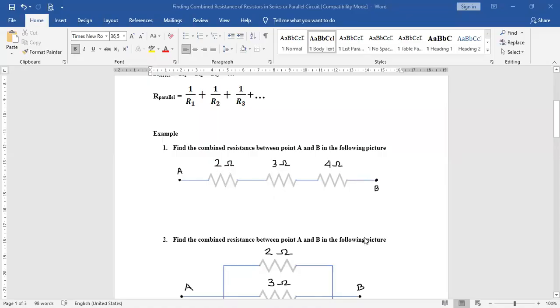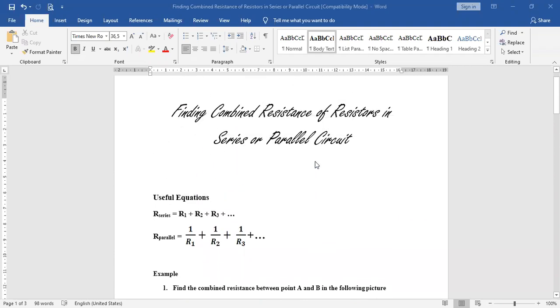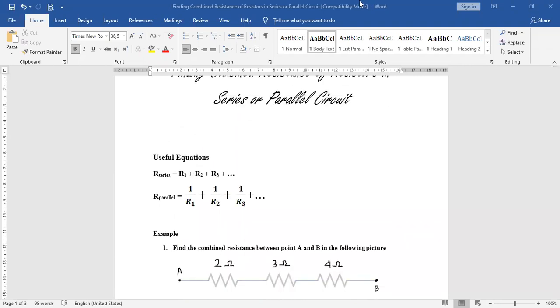So today I'm going to share some examples of how to find combined resistance of resistors in two kinds of circuit, series and parallel. Okay, so let's start. For this video, I'm using the Cloud Zoom meeting combined with Microsoft Word. So here I'm going to explain it to you all.